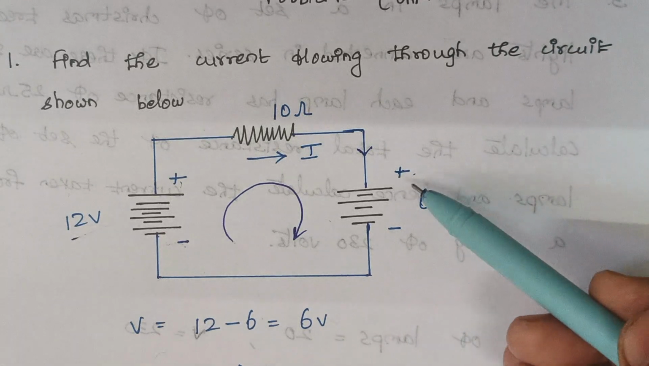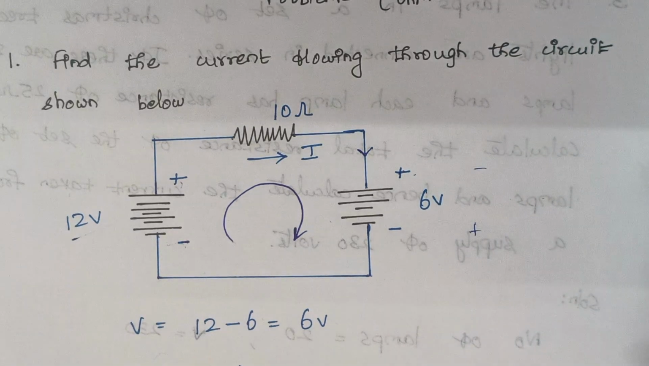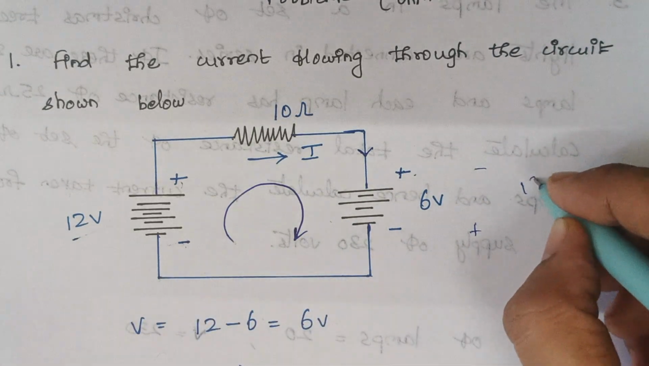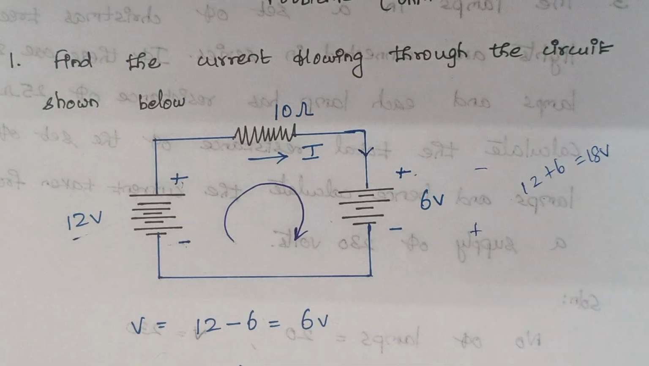In case here we are having the polarity as minus and plus, what are we supposed to do? Here it is 12 volt and here it is 6 volt. Both have the same polarity, so the total voltage will be 18 volt. Right. Now we are going to calculate the current flowing through the circuit.